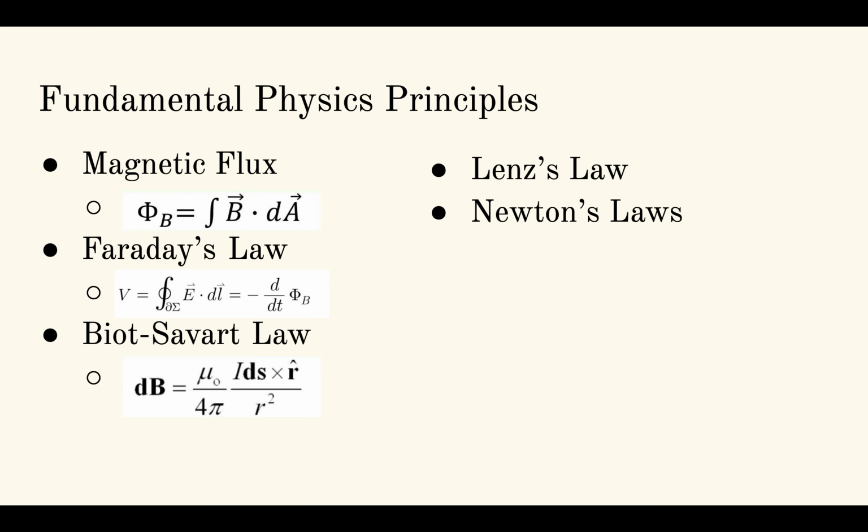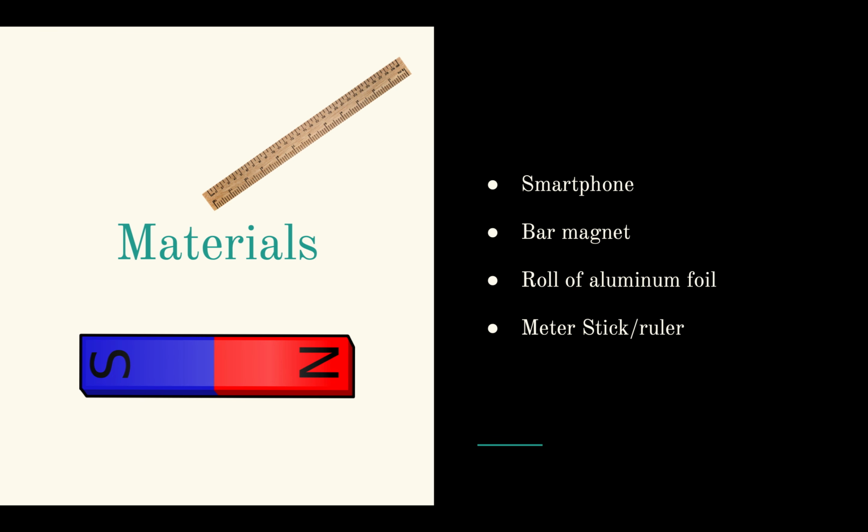So here's the fundamental physics principles: magnetic flux, Faraday's law, the Biot-Savart law, Lenz's law, and Newton's laws. Here's the materials that I used for the lab. I used a smartphone, bar magnet, a roll of aluminum foil, and a meter stick/ruler.